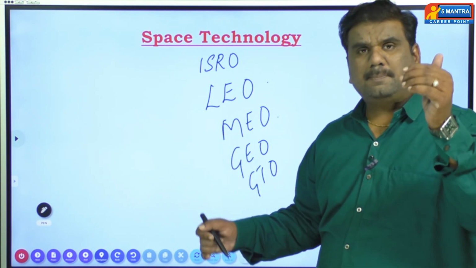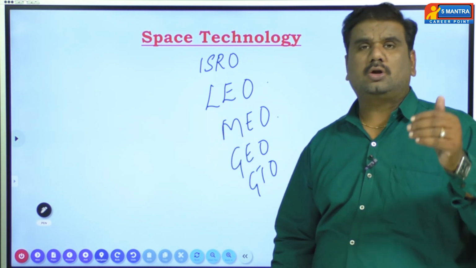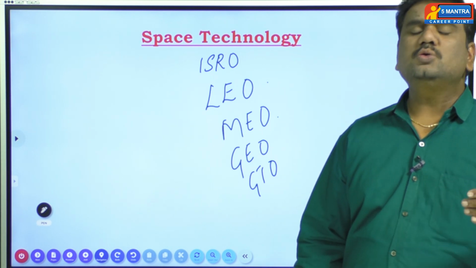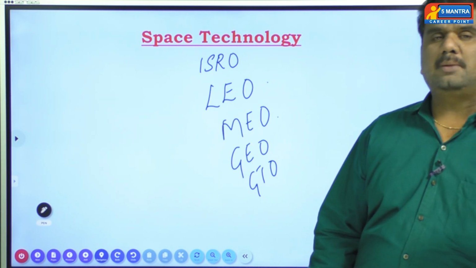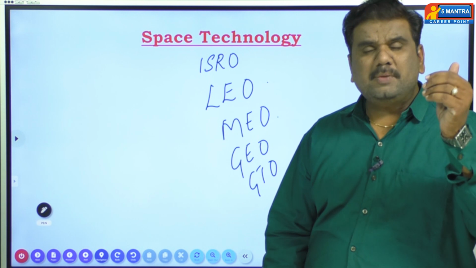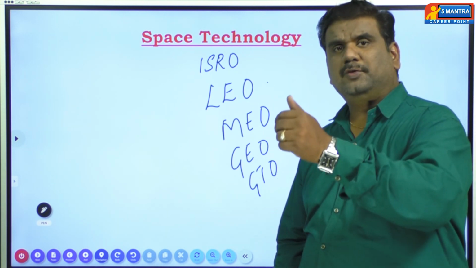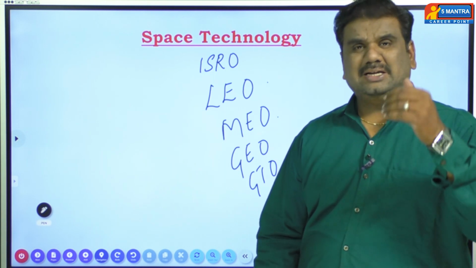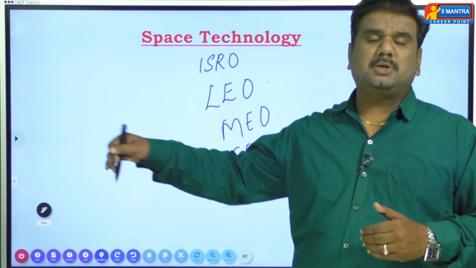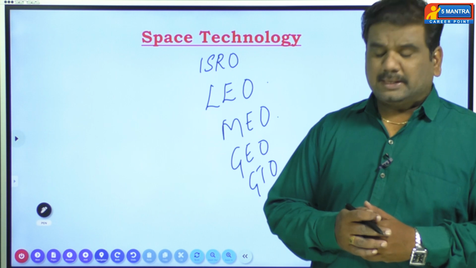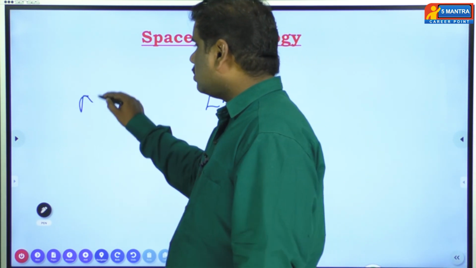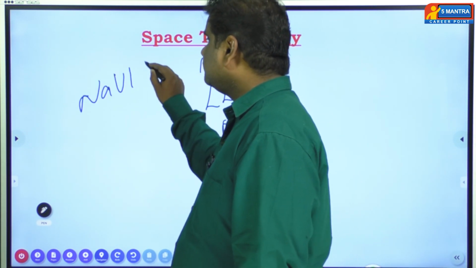The moment you are placing a particular satellite in LEO orbit, we can use that satellite for which particular purpose? The moment you are placing a particular satellite in GEO orbit, we can use that one for which particular purpose? Or, the navigation satellites are placed in which particular orbit? At the same time, here we talk about the case of your NavIC.